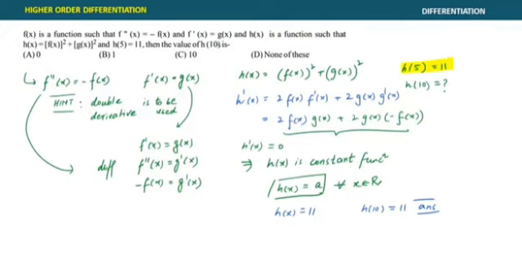Okay, so I have made an error here. h(5) is being asked. Yeah, so h(5) is given, that it is 11. So the answer to this problem would then be none of these. Okay, I hope this problem is clear.